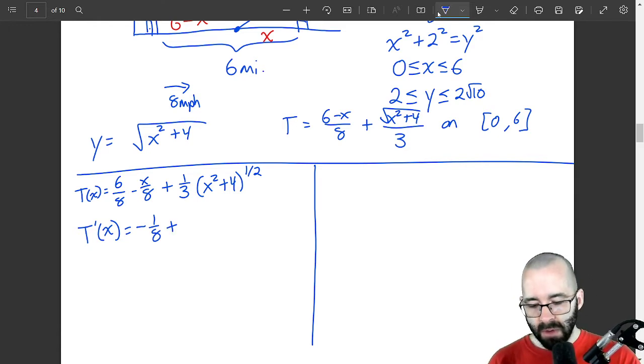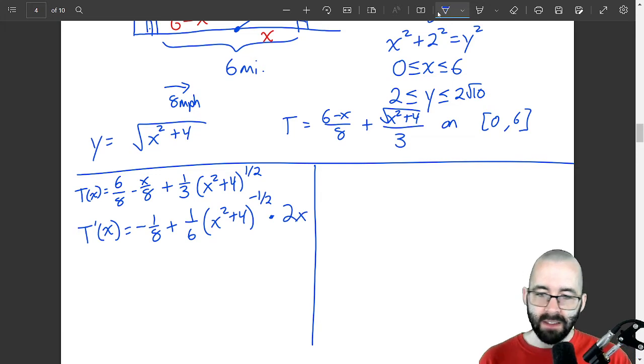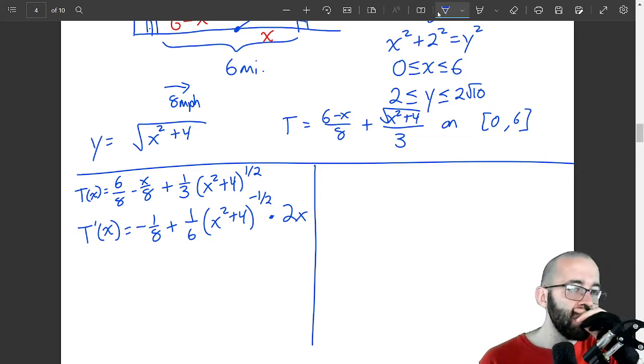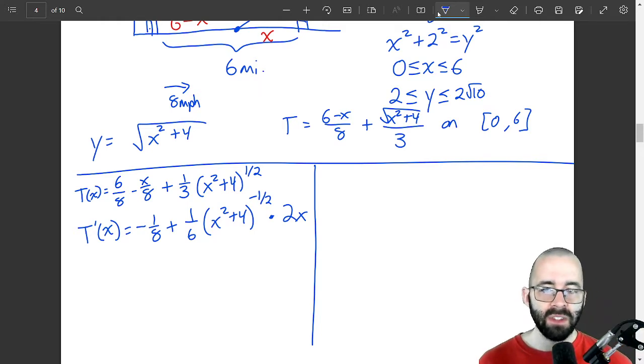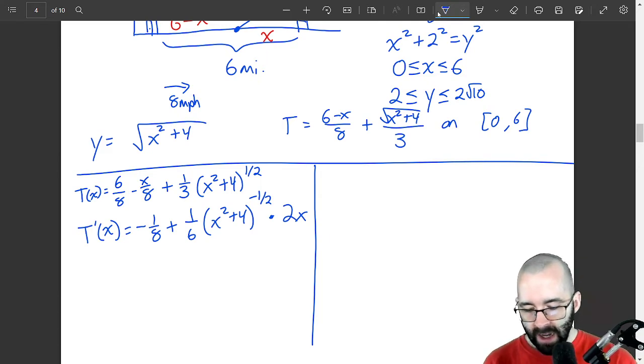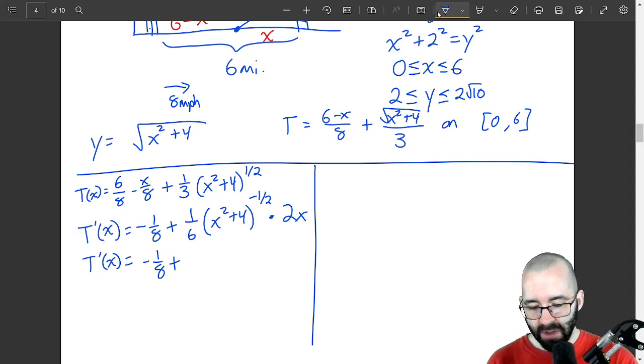And then we'll use the power rule, 1/2. Leave the inside the same, subtract a power, multiply by the derivative of the inside. We have to use the chain rule because the power rule only applies when the inside is x. The inside of those parentheses is anything other than x. We have to use the chain rule. And let's rewrite this a little bit as well, and then we'll use it to find the critical points. Negative 1/8 plus the 2 cancels with the 6 to be 1/3. You're going to get x over 3 times the square root of x squared plus 4.